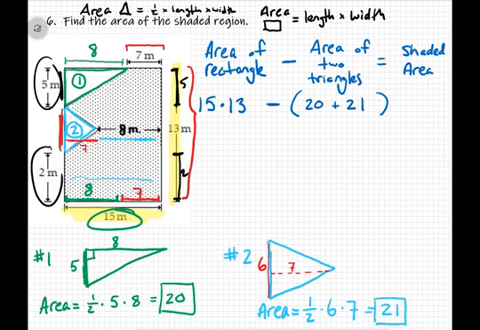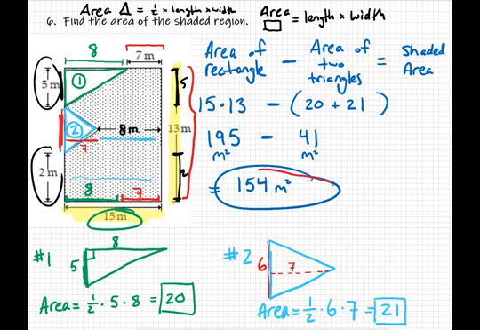And so now we'll take the area of the rectangle and we will subtract off the area of the 2 triangles. So 15 times 13, that's 195. And we're subtracting off the 2 triangles. 20 and 21 is 41. So we have 195 square meters minus 41 square meters for a total of, when we subtract 195 minus 41, we'll have 154 square meters. And that is, let's do red here, that is the area of the shaded region. We started with the rectangle and subtracted off the 2 triangles. Okay.